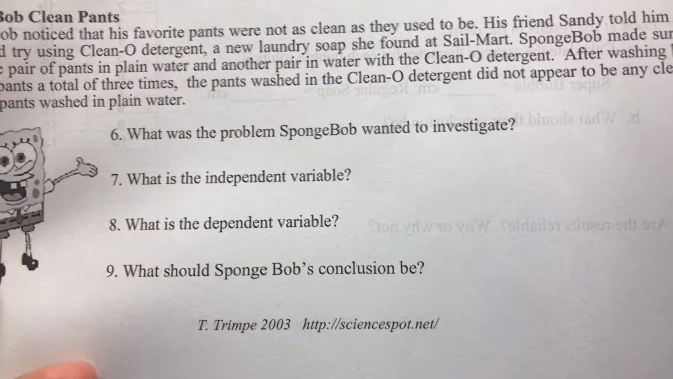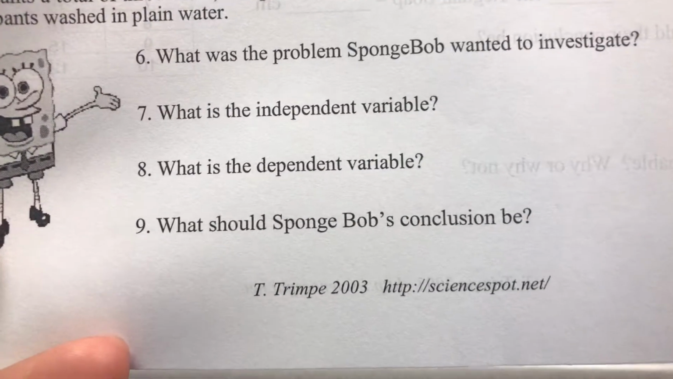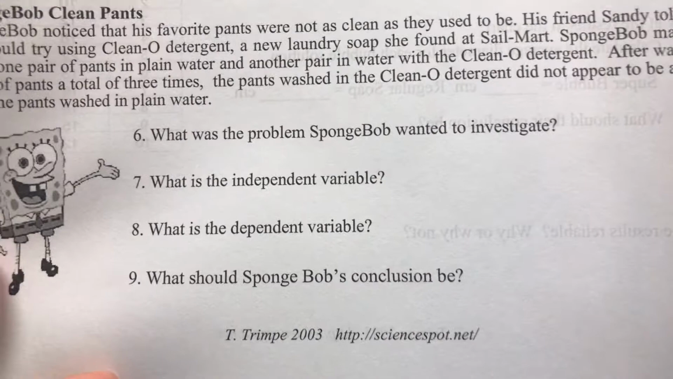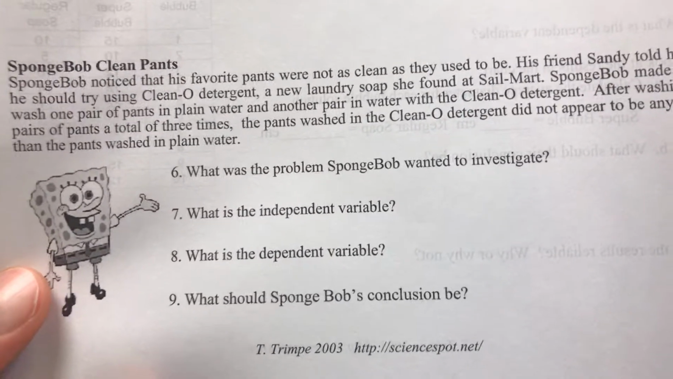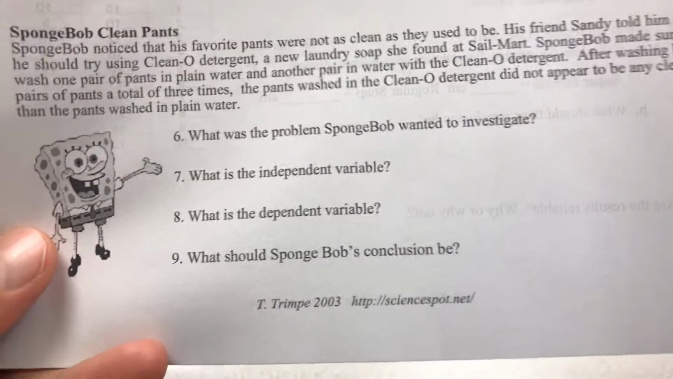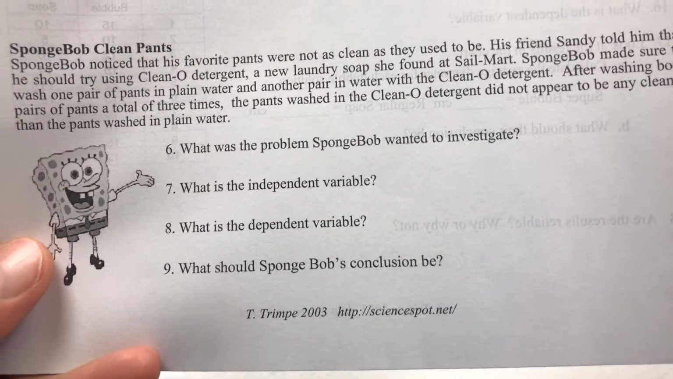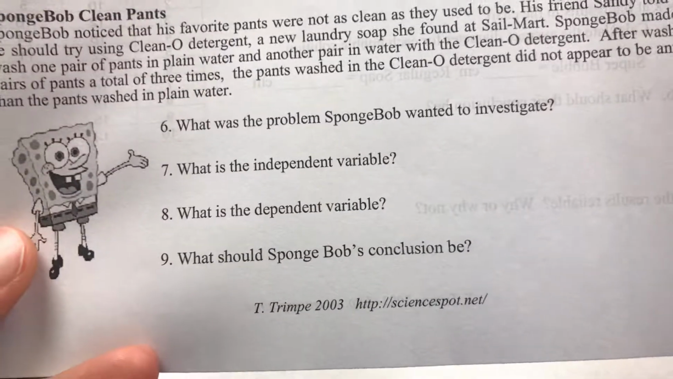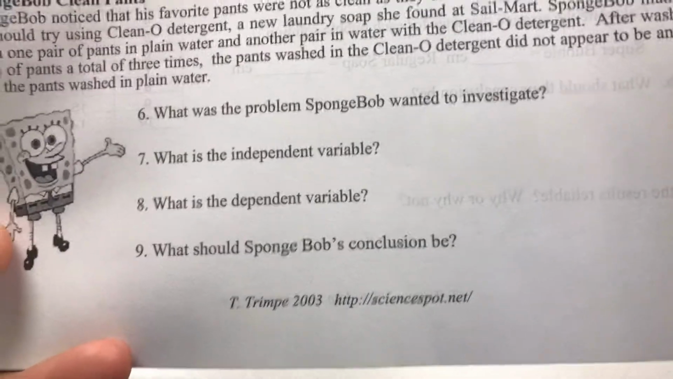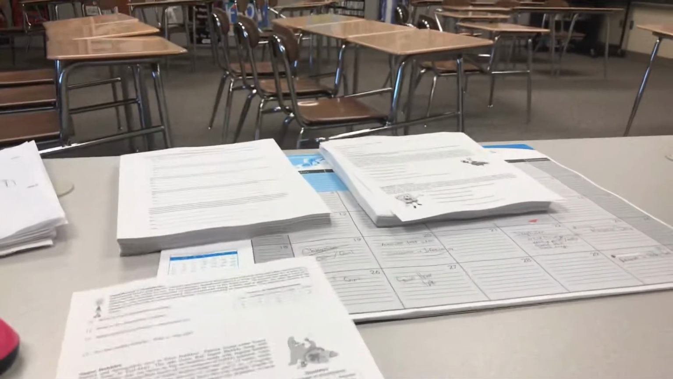So what was the problem that he wanted to investigate? How to get his pants clean. Independent variable. What was he changing on purpose? I'd say the type of cleaner that he used, or the type of detergent that he washed his pants in. One had the Cleano detergent, the other one just was plain water. The dependent variable, what was he observing? How clean his pants were. And then the conclusion should be that Cleano does not work. It doesn't work any better than plain water.